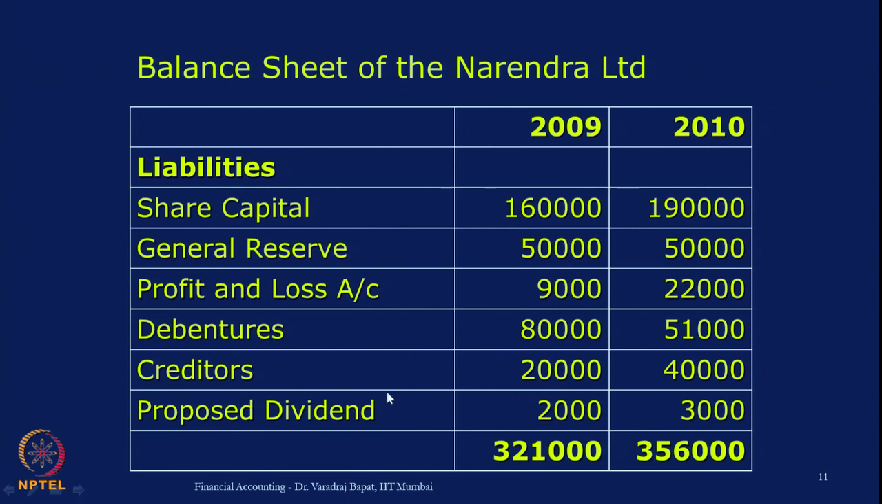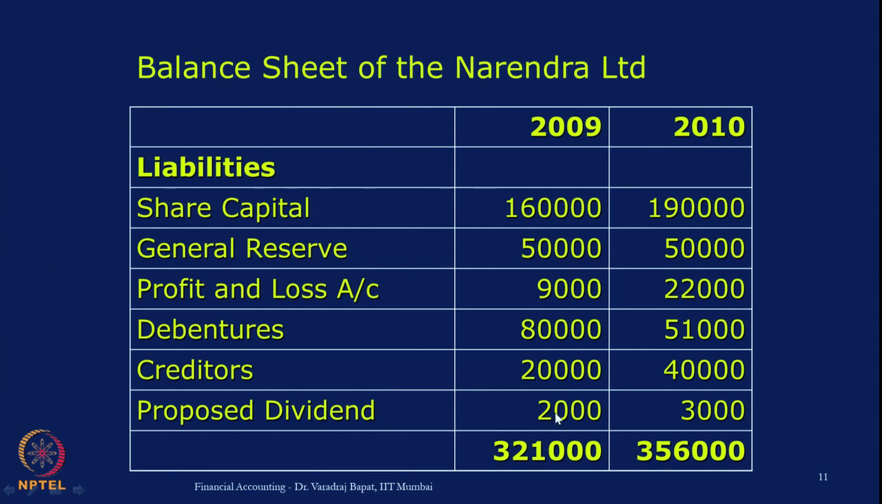Next one is creditors. From 20 they have increased to 40. So, what type of item is it? If you remember, it is required for calculating our operating flows. This is a working capital item. So, mark it as O. If you want, you can also write W cap for working capital, but basically it is an O item. It is not a direct inflow or outflow.